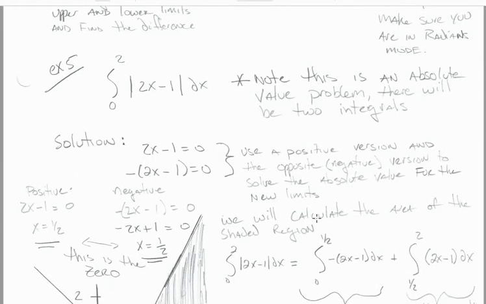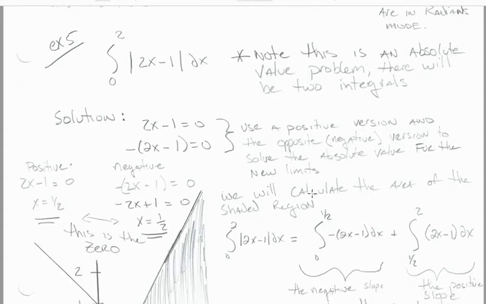Okay, let's look at example 5 now. This one's a little different. Okay, there's ones like this on your homework, so make sure that we really pay attention. Remember, when we do anything with an absolute value function, there's always going to be 2 solutions associated with it. So example 5, we have the integral from 0 to 2 of the absolute value of 2x minus 1 dx. So there's 2 possible scenarios, right? There's a positive version and an opposite version, or what we're going to call a negative version.